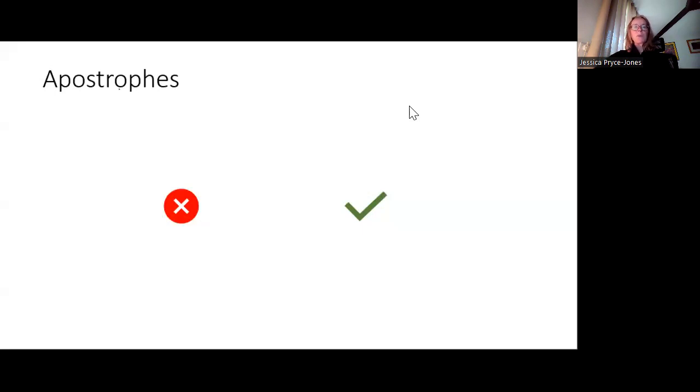Now, if you're super confident in how you use apostrophes, do skip forward to the end where there is a little test for you. And if you get some of those wrong, you can go back and review what it is that you actually did.